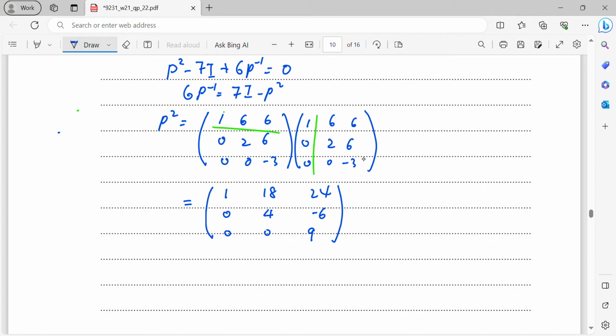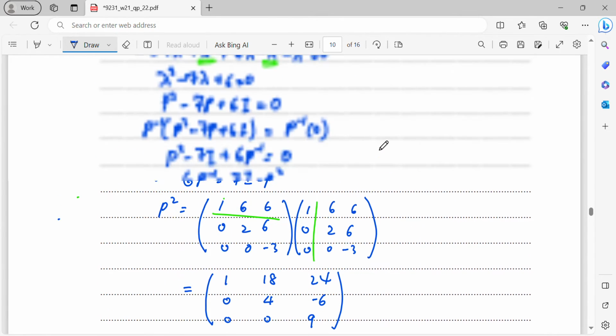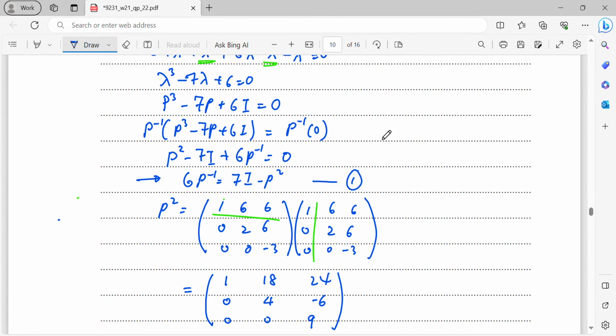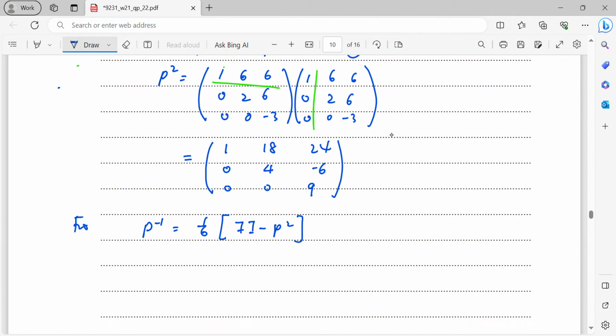Now we need to get P inverse. So from here, P inverse is 1 over 6 of 7I minus P squared. Let this be the first equation. I will write from the first equation. Then this is going to be 1 over 6 multiplied with 7I. So it will be 7 0 0, 0 7 0, 0 0 7. The identity matrix multiplied by 7, minus this matrix.